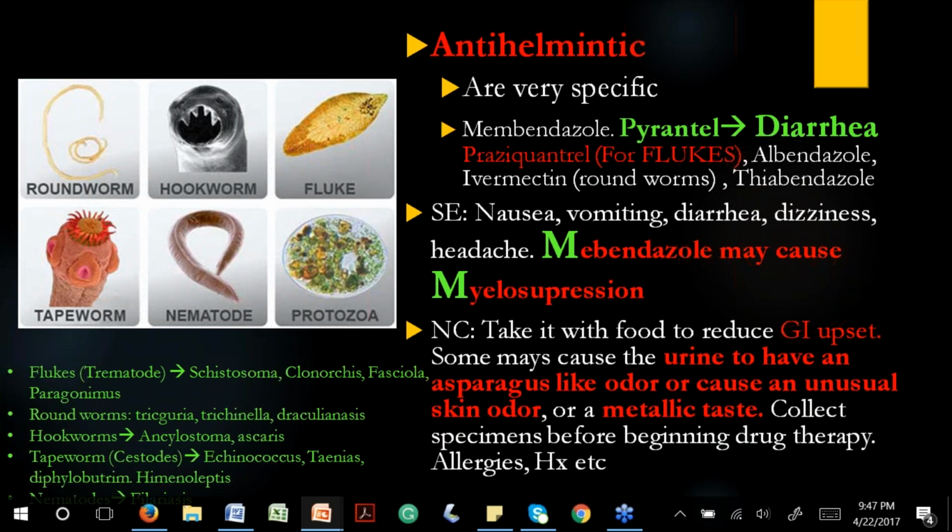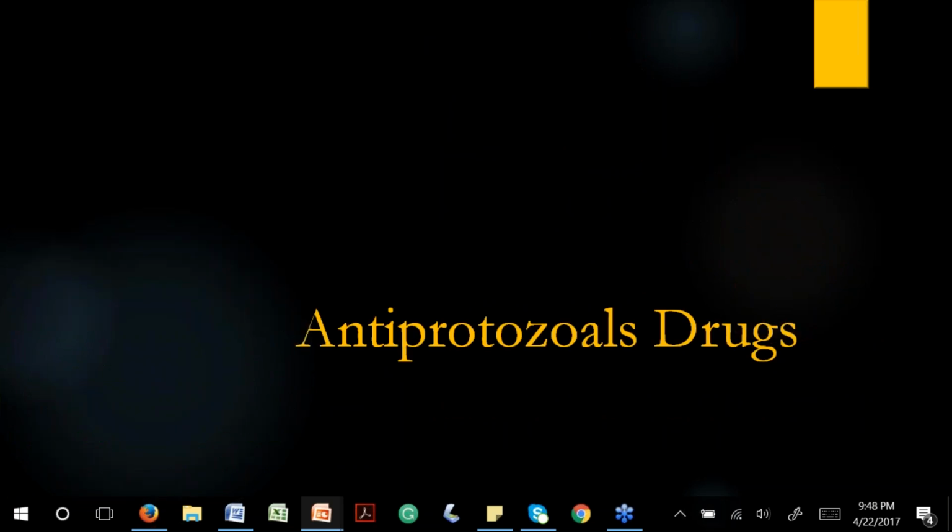All right, so "my parasites" is the mnemonic that we are going to use for antihelmintics, okay? One thing that we need to remember of all the antihelmintics is that they can cause some changes in the urine. The urine is going to have an odor like asparagus, and the same odor is going to appear on the skin. And there is some metallic taste. So that is all about what we need to remember about antihelmintics.